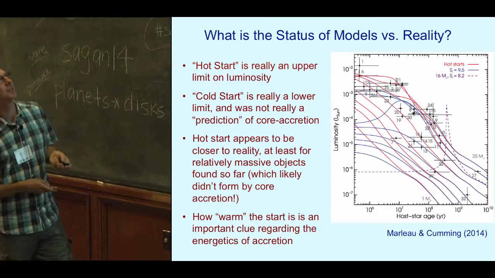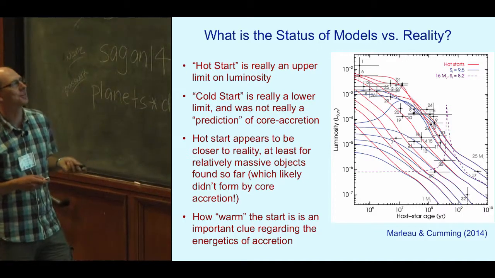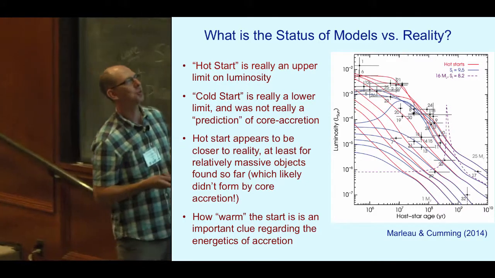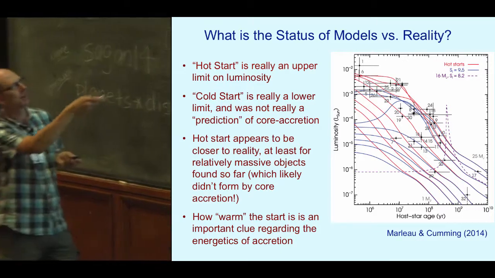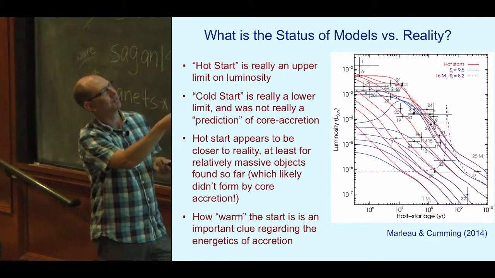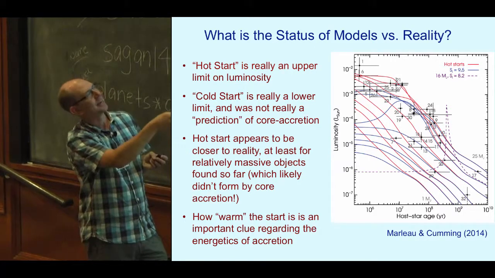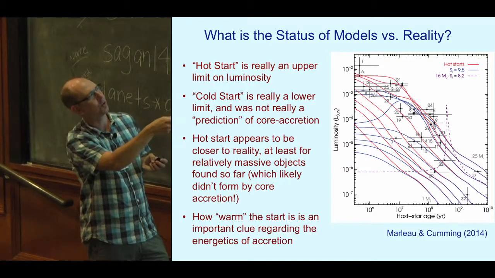So the question is, what is the status of models versus reality versus a hot start or a cold start? And really, it's kind of too early to tell. This is a really nice plot, though, from Marleau and Cumming 2014. This is log of the luminosity versus time. And in red, they have some versions of hot start planets. In blue, they have kind of an arbitrarily lower initial entropy, a colder start.